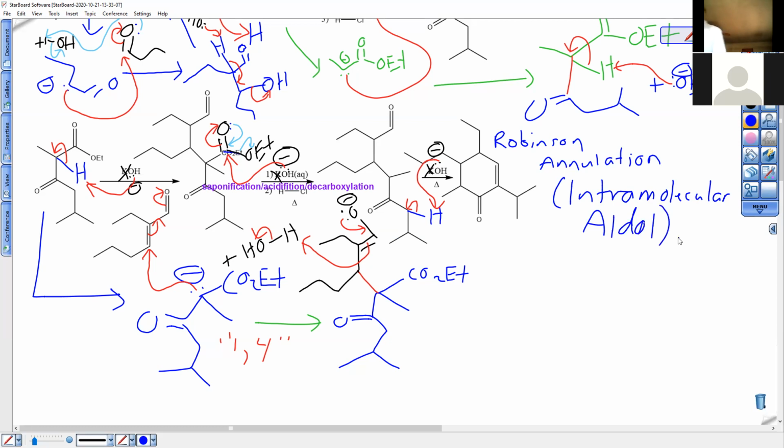Some references call it a Robinson annulation. When you anneal things, you glue them together. That's a good name. Annulation I like better because it has a biological element. Trees, they make a ring every year. Annually, they make a new ring. We're making a ring here. We don't have to wait a year, but the idea of making a ring is the same.